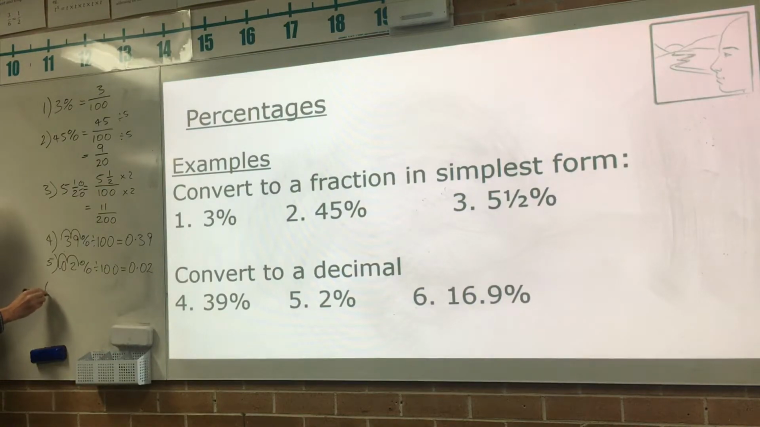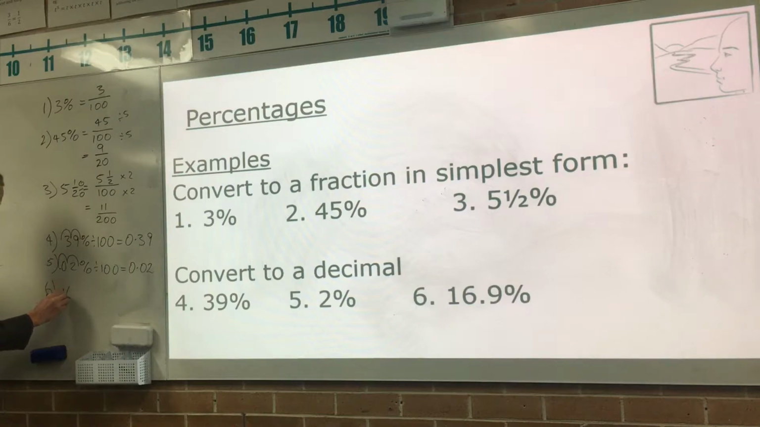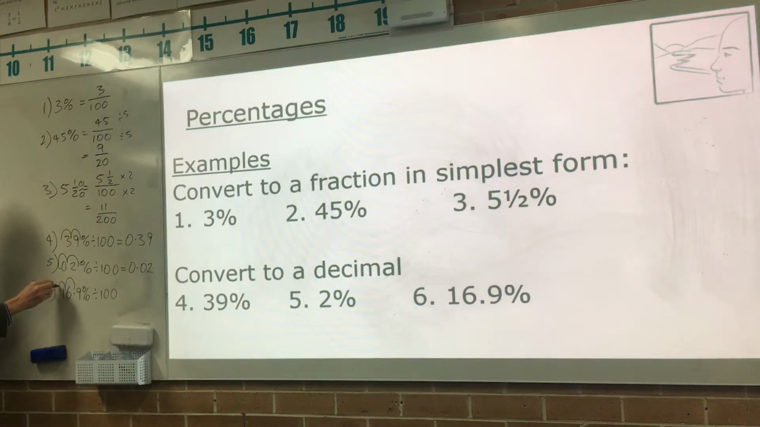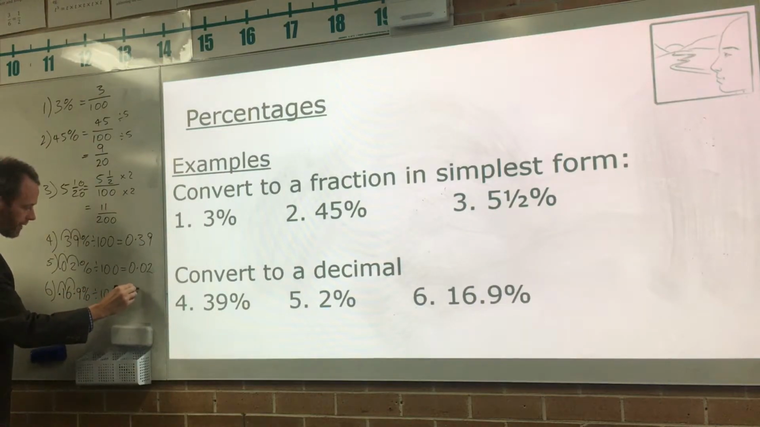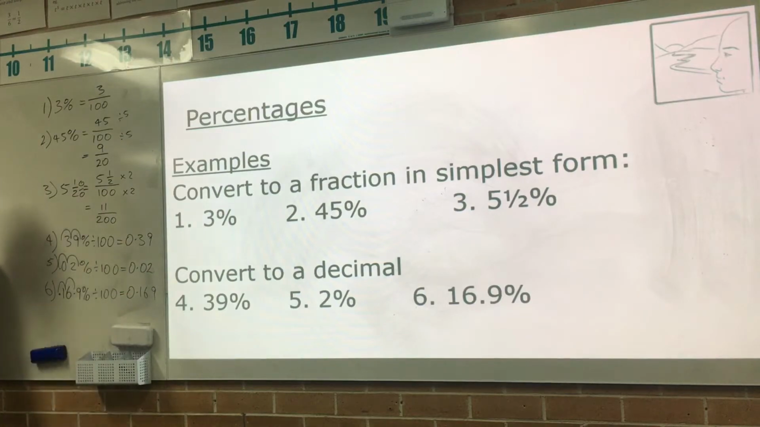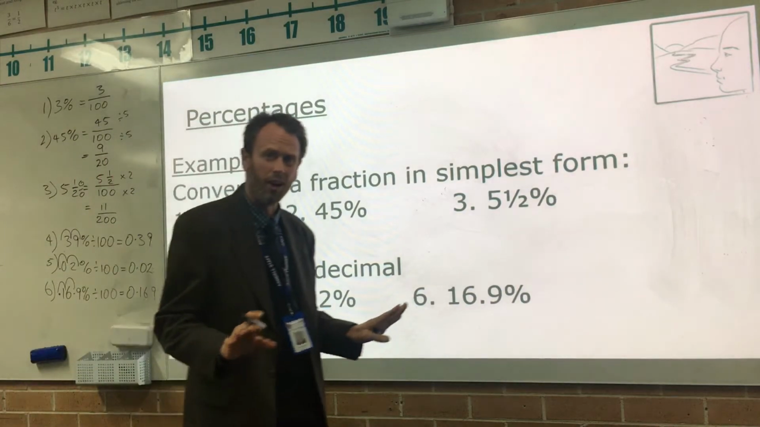Last example there, squashing it all into this side of the board, and I've got another page coming, so I'll fit those there. This time it's 16.9%. Now, we divide by 100. So yet again, we move our decimal point 2 places to the left. So our answer, and we still keep the last number, is 0.169. So there is converting to a fraction. There is converting to a decimal. That's the easiest part, I think.